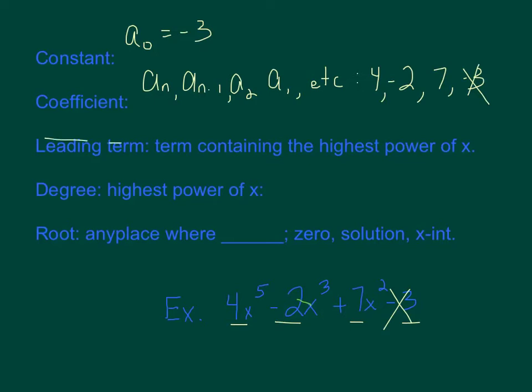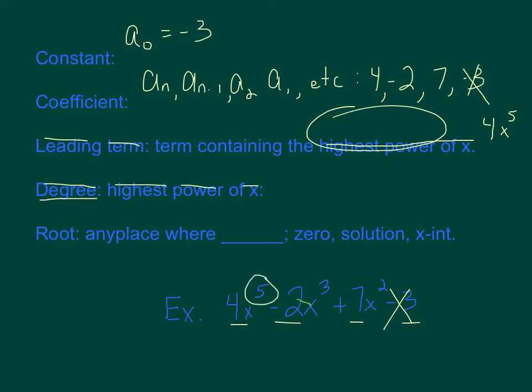The leading term is the term that contains the highest power of x. And in this case, it'd be 4x to the fifth power. It's not always the first term. It's the term with the highest power. And then finally, the degree. The degree is the highest power of x. Well, in this case, the highest power of x we see is 5. This would be called a quintic polynomial.